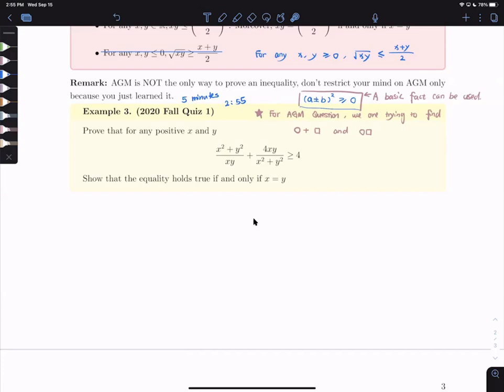So, look at this. We have this inequality. Remember, really important, this is what you need to prove, okay? So you cannot start with this. If you start with this, that's called rough work. That's not a real proof. Okay, that's called rough work.